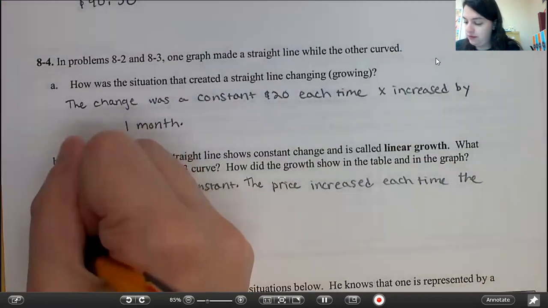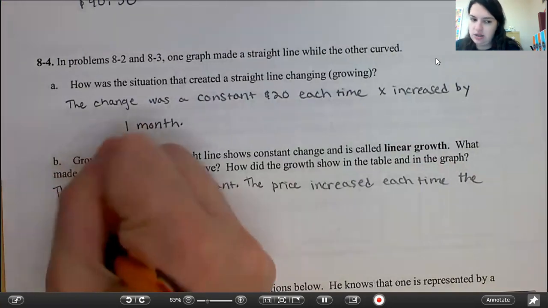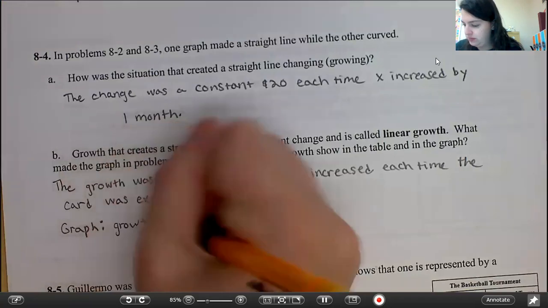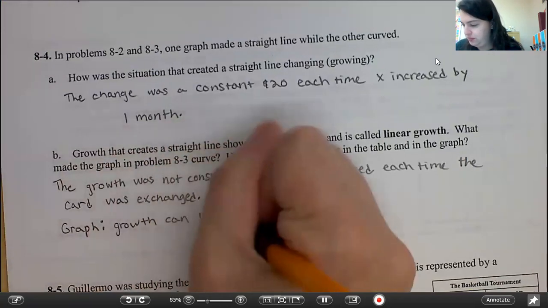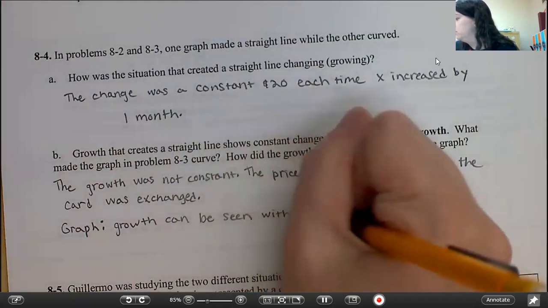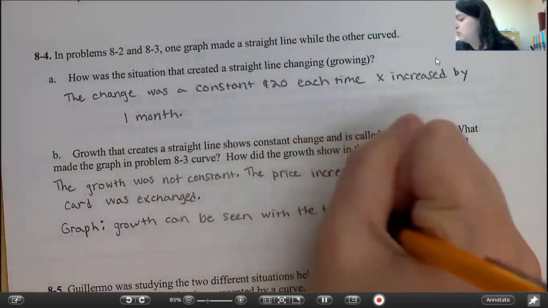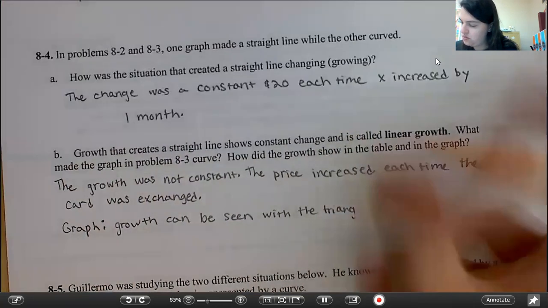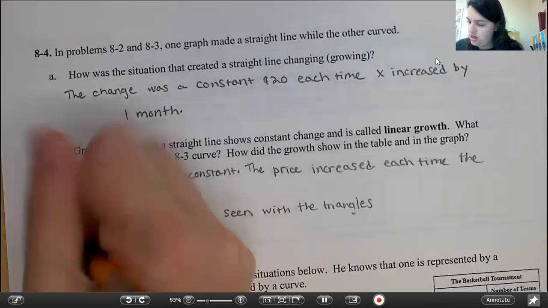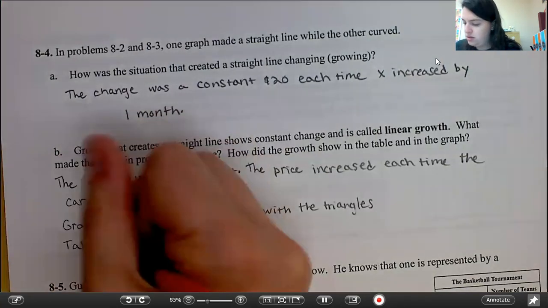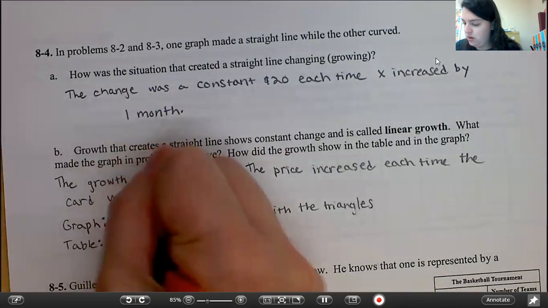You're on the graph. As always, growth can be seen with your triangles. And in the table, growth can be seen by the difference in y values.